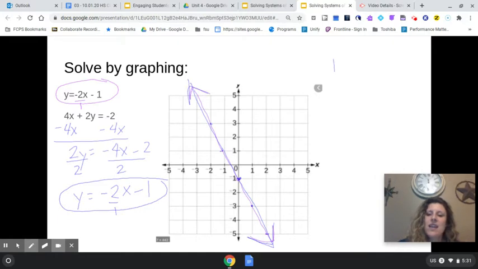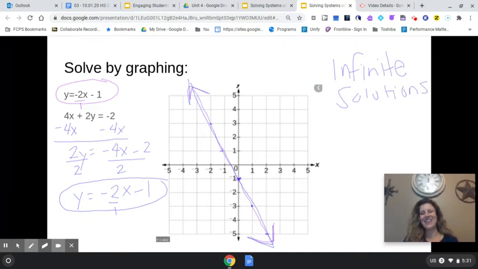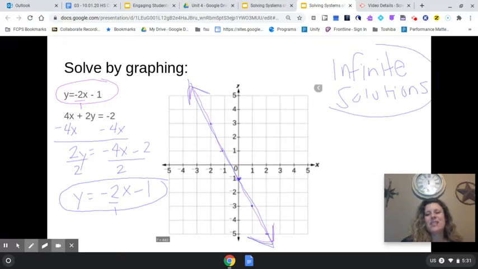So we say infinite solutions or infinitely many solutions. Sorry, it's really hard to write on this screen with my finger. So infinitely many solutions or infinite solutions when the two lines fall right on top of each other.